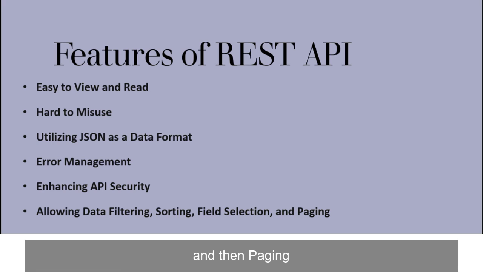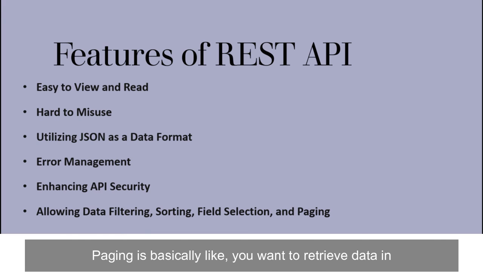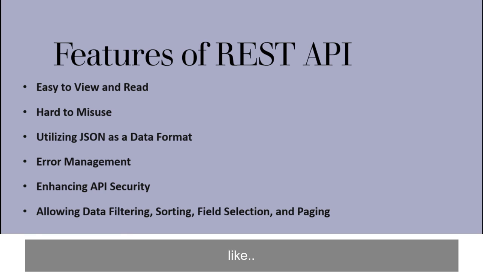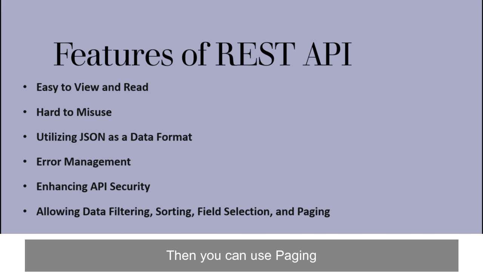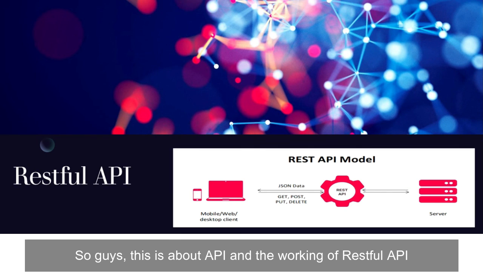And then paging. Suppose you want to fetch information in paging, which is basically when you want to retrieve data in small chunks. Like if you want to fetch 10 records first, then 10 records later, then 10 records, then you can use paging.